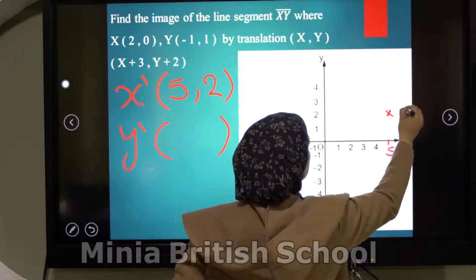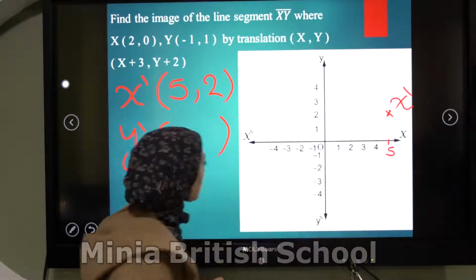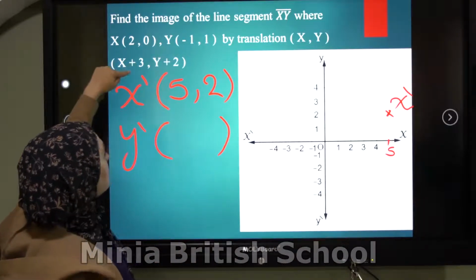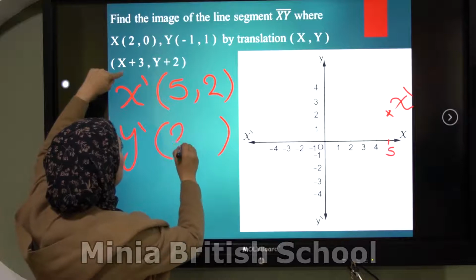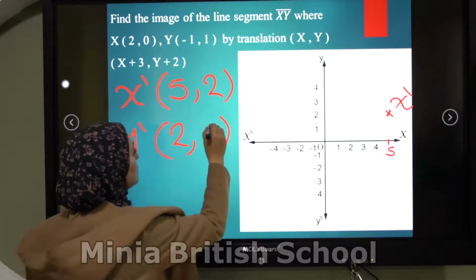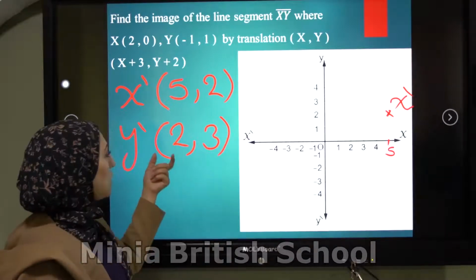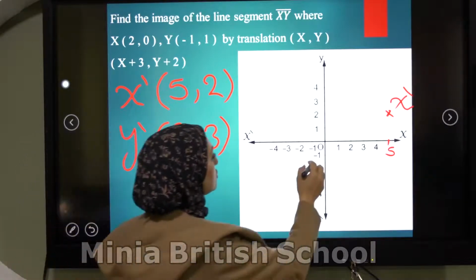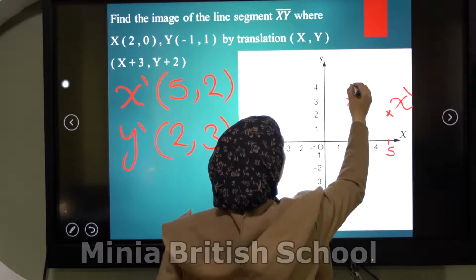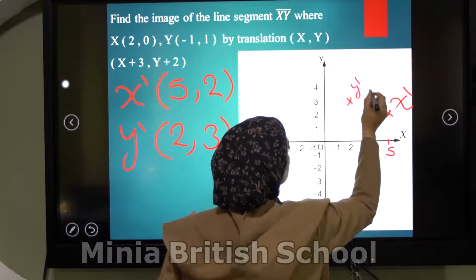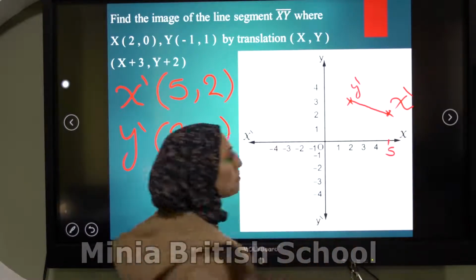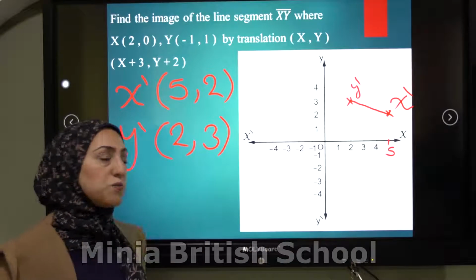Here is X dash. Y dash, negative 1 plus 3, it will be 2. And 1 plus 2 equals 3. So Y dash equals 2 and 3. Here, Y dash. So this is the image of the line segment. Is it clear?